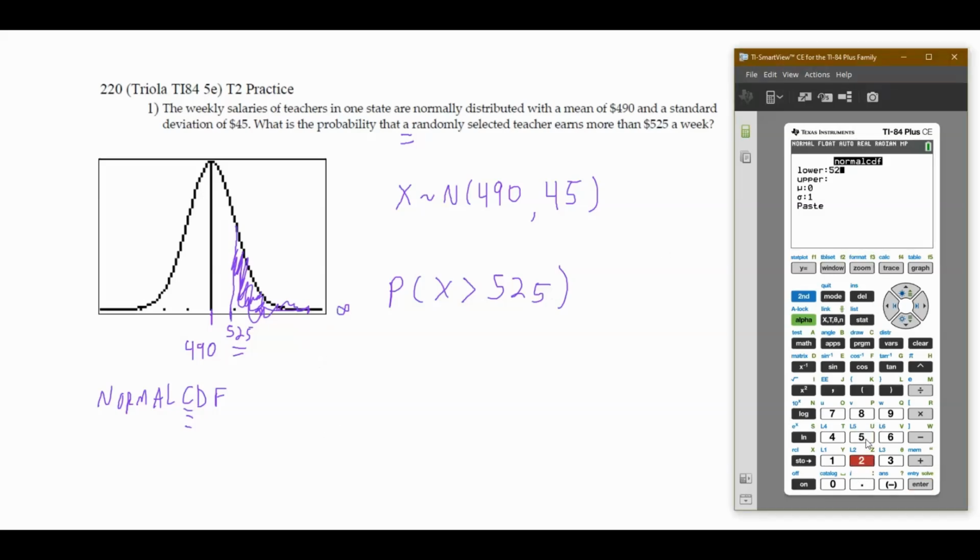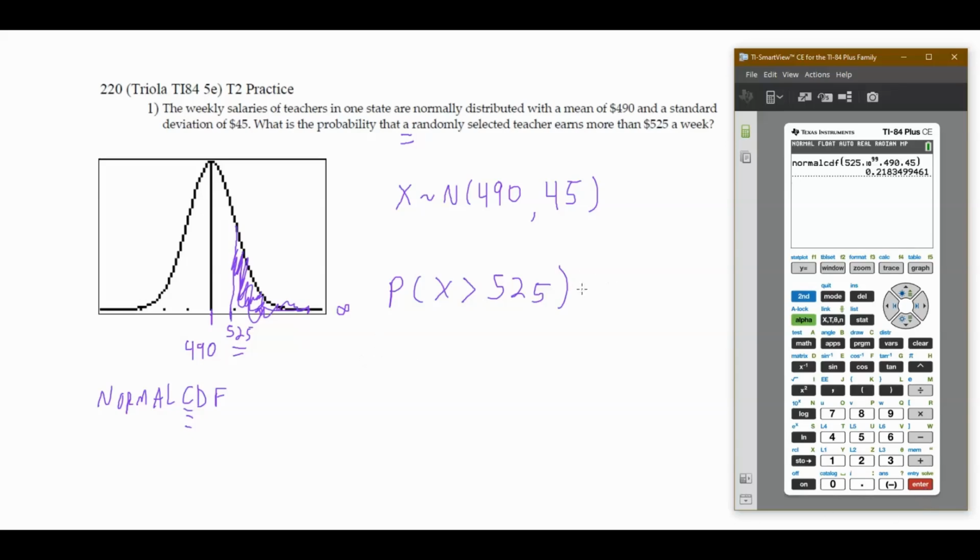So I put in 525. The calculator does not have an infinity button, but you just put a really giant number. I like to use 10 to the 99, or I can type a bunch of 9s, but this is a huge number, 10 to the 99th power. For all practical purposes, that's infinite. Then I put in the mean, which is 490. And then I enter the standard deviation, which is 45. And then I hit enter on paste. It'll put the command in the command screen. And then I hit enter.